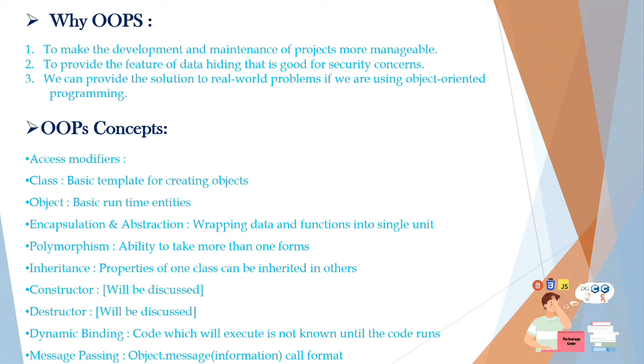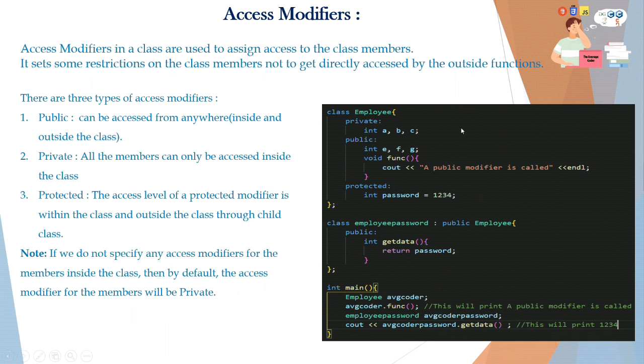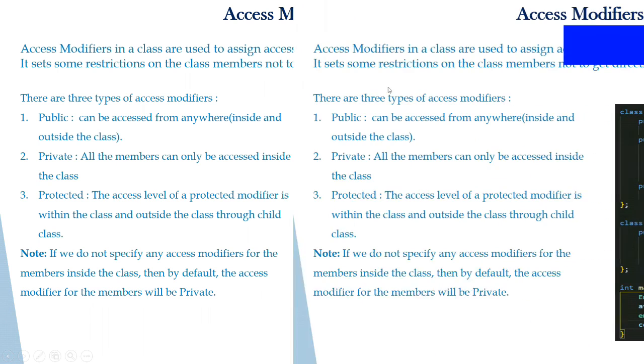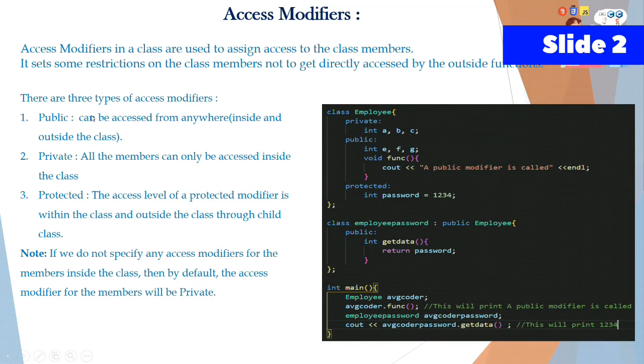So now move on to our second slide. Our second slide is all about access modifiers. As you can see, there are three types of access modifiers: public, private, and protected. For understanding protected modifiers you should have knowledge of inheritance, and we will cover inheritance in our next slides. So for now just ignore this and focus on private and public modifiers.